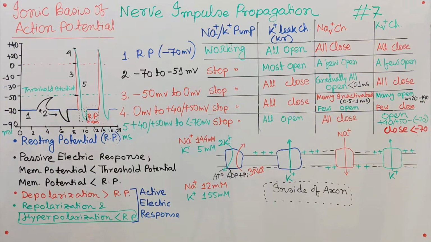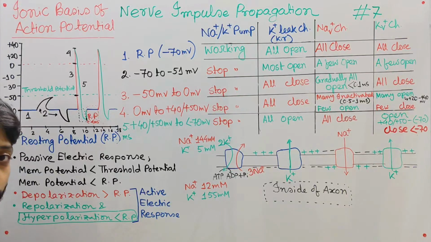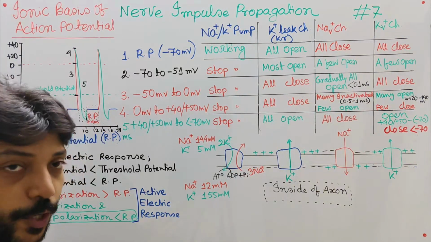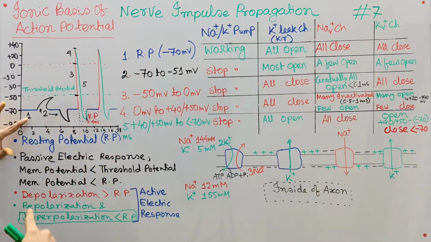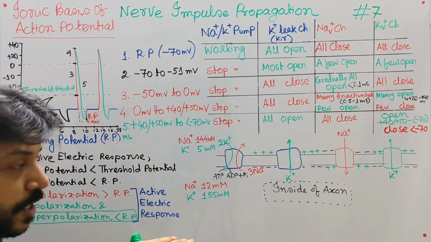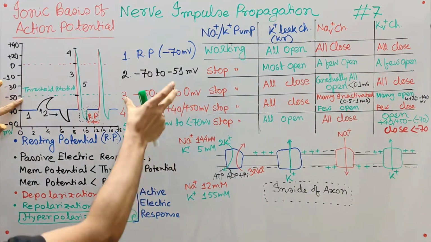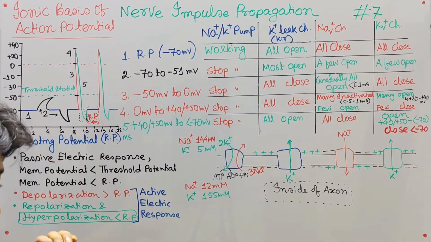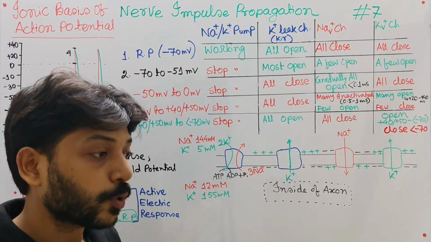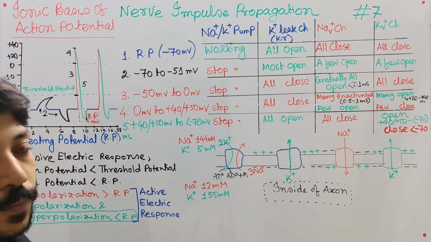Now I want to mention here that I have divided all these events into 5 categories. Basically, I have chosen some membrane potential ranges. Like the first is the resting potential, that is at minus 70 millivolts. The second situation is when the membrane potential is in between minus 70 to minus 51 millivolts, that means the membrane potential has not met or exceeded the threshold potential. That means in this membrane potential range, neurons will show passive electric response. So I want to know which ions and which ion channels are responsible for this passive electric response.